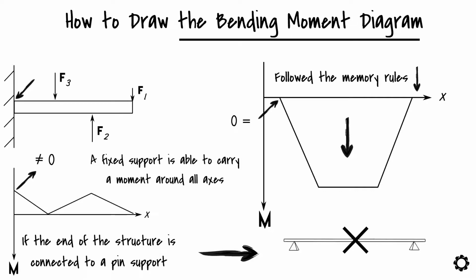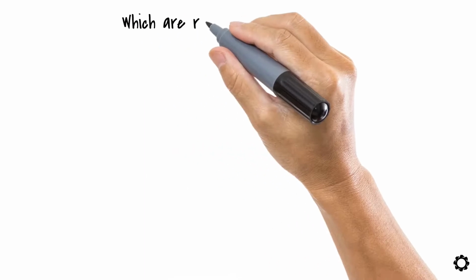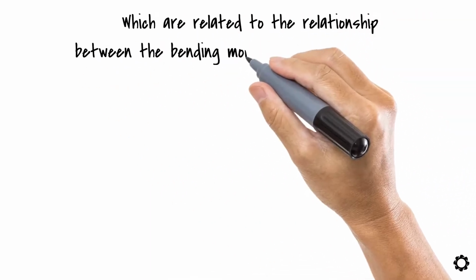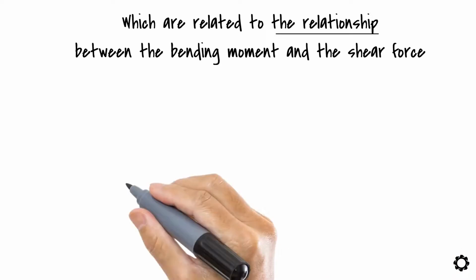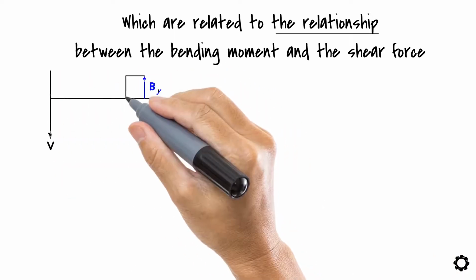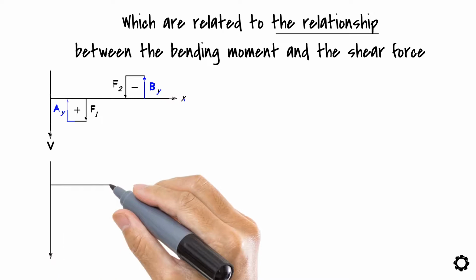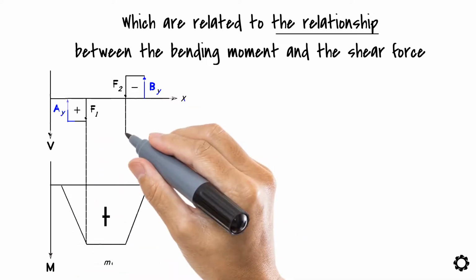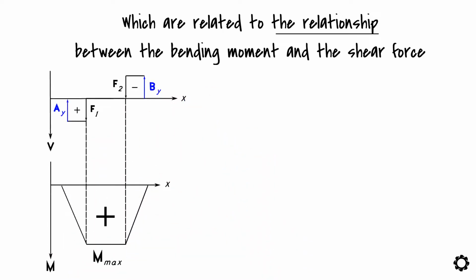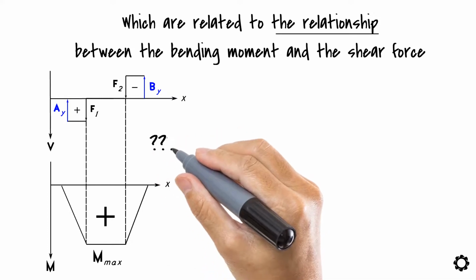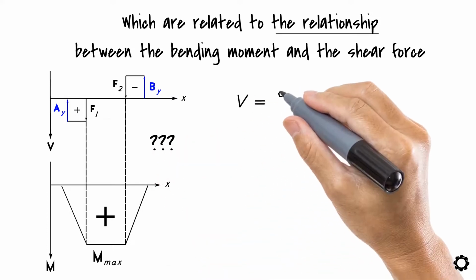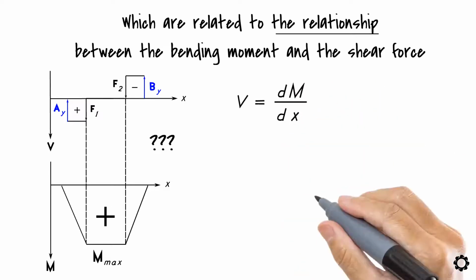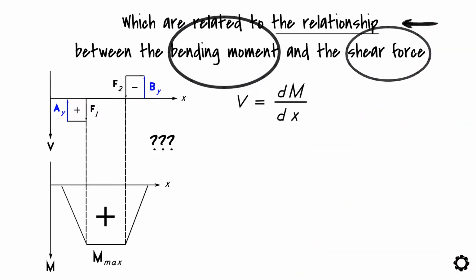There are also a few other important rules for you to know when drawing a bending moment diagram, which are related to the relationship between the bending moment and the shear force. The first observation which you should note is that at the points where the shear force diagram crosses the horizontal axis of the diagram, there can also exist a maximum or minimum value for the bending moment diagram. Why is that? Well, it's because of the fact that the shear force is a derivative of the bending moment. This is called the relation between these two.